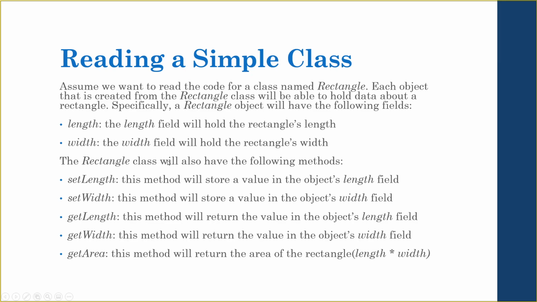The rectangle can also have the following methods, or it can perform the following actions, right? We can set the length of the field. We can set the width of the field. We can get the length and width of the fields, and we can also get the area. So getArea will return the area of the rectangle, which is just length times width, right?